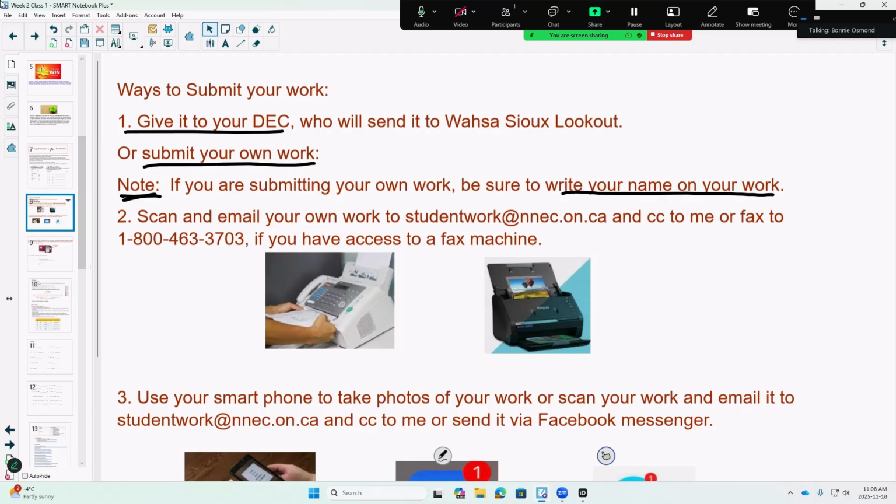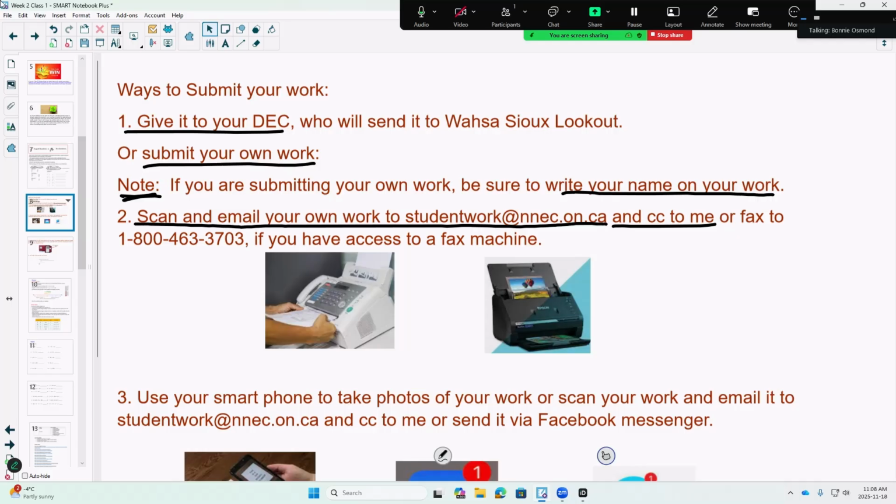If you send it via Messenger, same thing. The name that you use on Messenger might not match the name that you signed up with, so we won't be able to find you. So make sure that you put your name on your work before you send it. Okay, so if you're submitting your own work, one way to do it is to scan and email your work to our student work email address, studentwork@nnec.on.ca, and make sure you CC it to me.